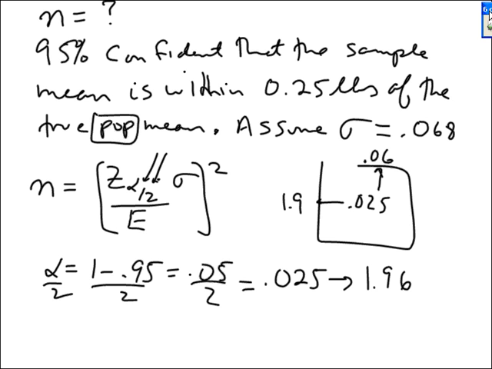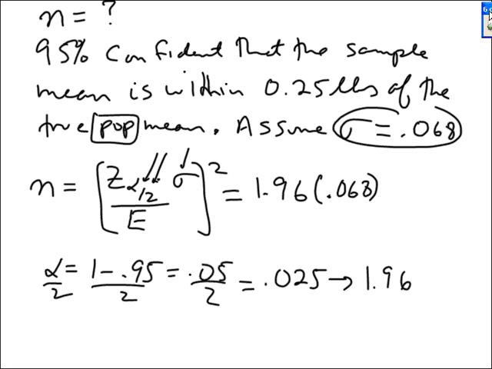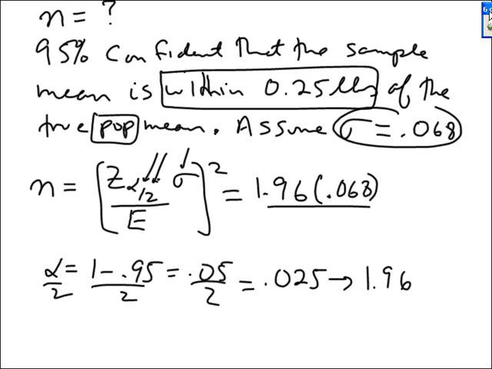Okay. So now we have the z-score. So z is 1.96. Sigma is 0.068, and we divide this by E. You want the sample mean to be within 0.25 pounds. That's E, 0.25, a quarter. And whatever the value is within those big brackets, now you square it.